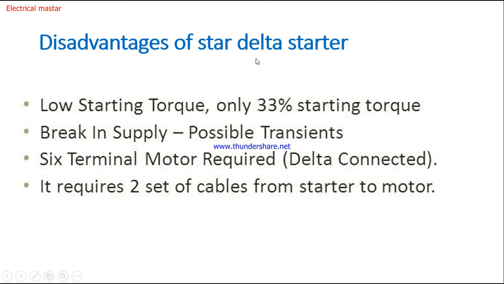Then we will see the disadvantages of the star delta starter. Normally this star delta starter reduces the starting torque. It gives only 33% of the starting torque. That is the biggest disadvantage of the star delta starter. Compared to the DOL starter, the DOL has more starting torque than the star delta starter. That's why the star delta starter is only suitable for low starting torque applications of motors.